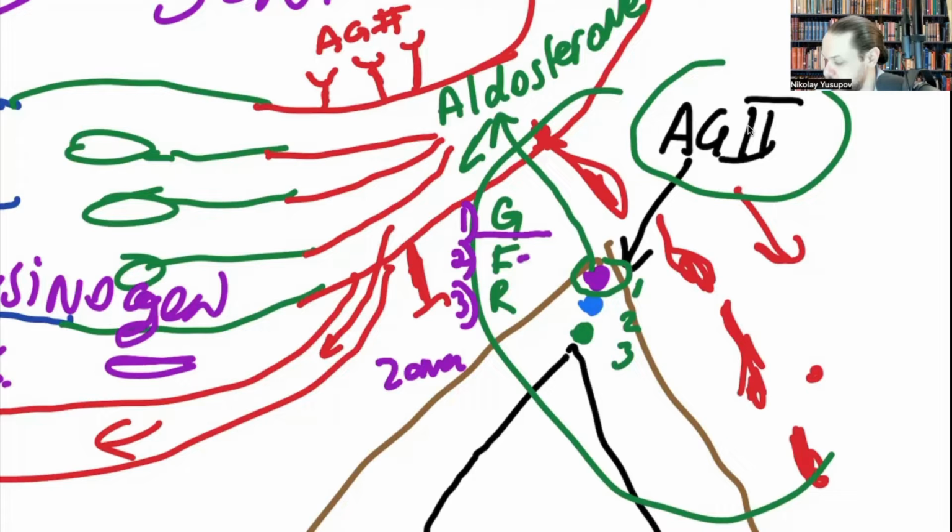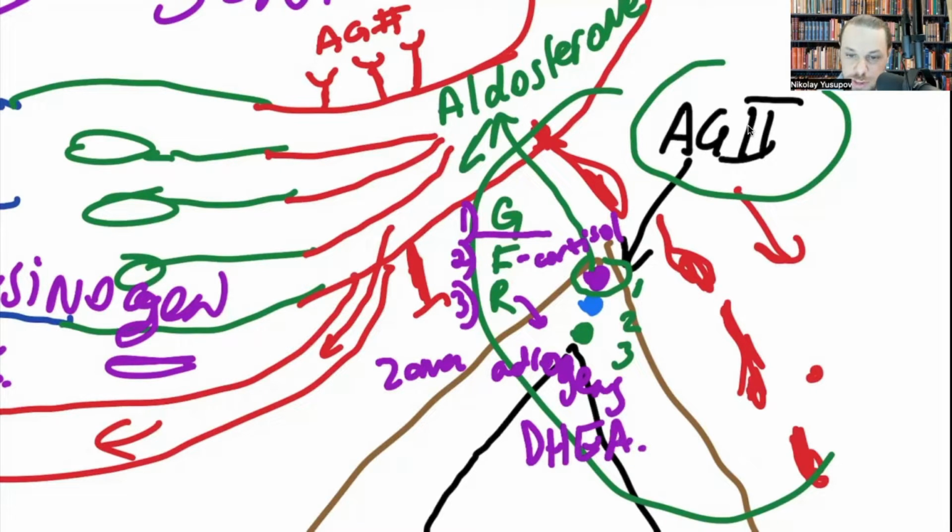So this secretes cortisol. And then R is zona reticularis, and that secretes your androgens, in particular DHEA. When it comes to your testes or ovaries, this is converted to testosterone and estrogen. So three zones; the one pertinent for this lecture is the first zone, zona glomerulosa, which secretes aldosterone, responsible for salt and water retention.